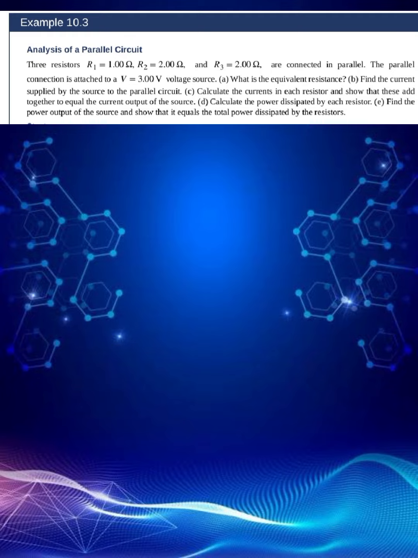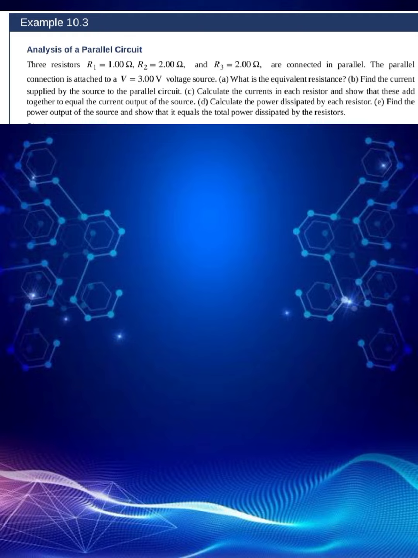B. Find the current supplied by the source to the parallel circuit. C. Calculate the current in each resistor and show that these add together to equal the current output of the source. And D. Calculate the power dissipated by each resistor.